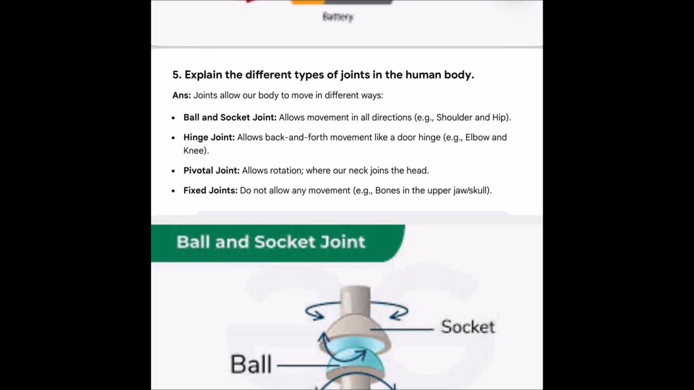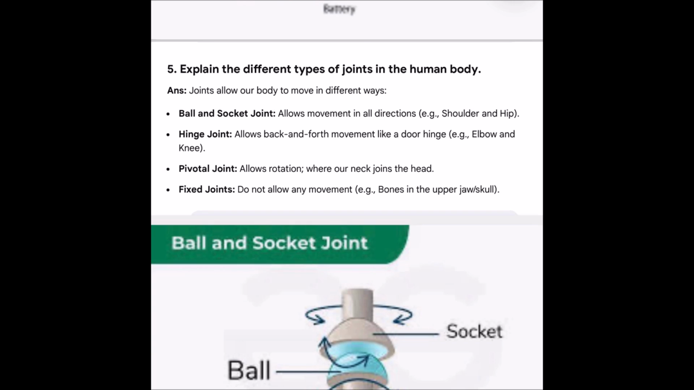Next question is question 5, which is explain the different types of joints in the human body. The answer is joints allow our body to move in different ways. So different types of joints in the body are, first one is ball and socket joint. This allows movement in all directions, and this ball and socket joint is in our shoulders and hip.